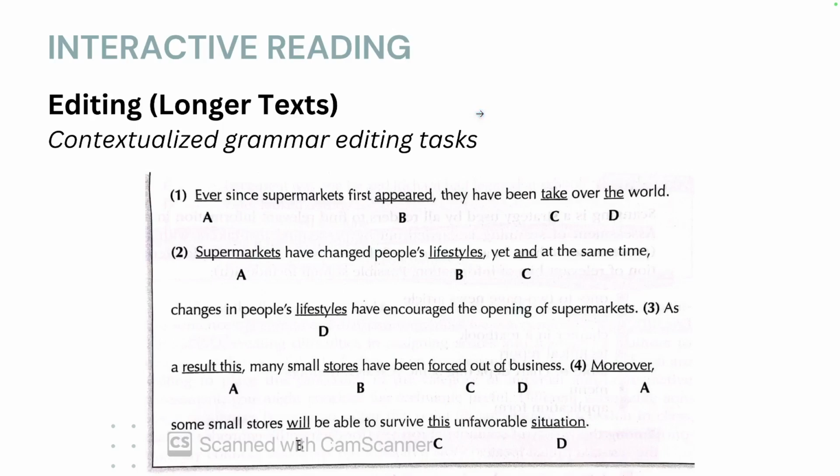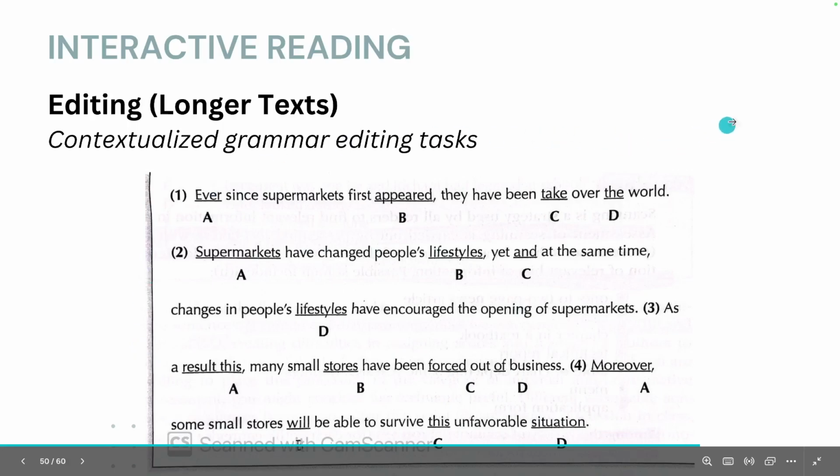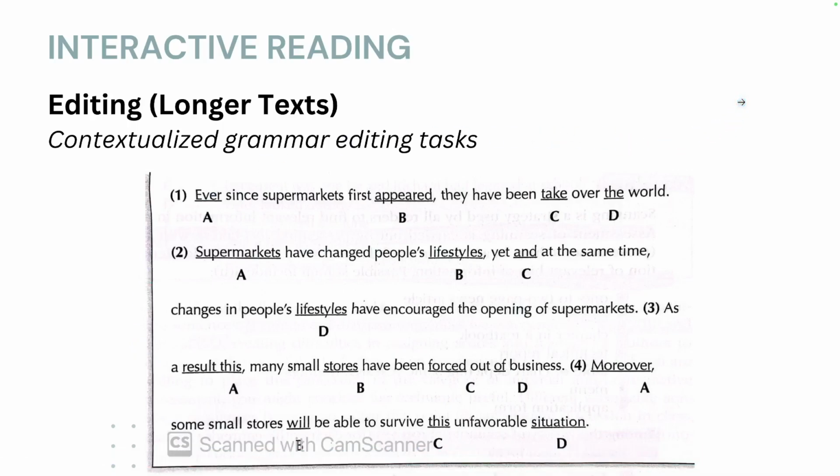Okay, you can also do editing again, but this time as a longer text instead of just one sentence at a time. Same thing though, they will have to find the words that are wrong. So you look at the first sentence, ever since supermarkets first appeared, they have been take over the world. Okay, so obviously C is the incorrect one. The difference here is that the text must be much longer. So it's a lot longer than this. It's not only 4 or 5 sentences. It should be at least 2 paragraphs to a page long.